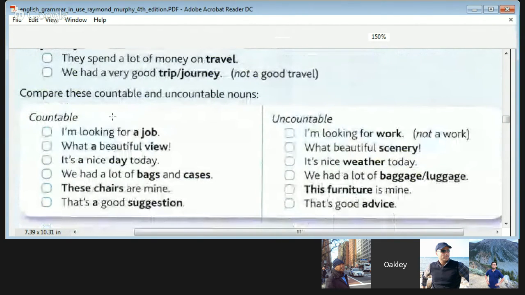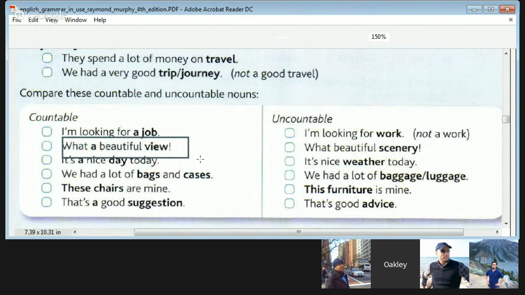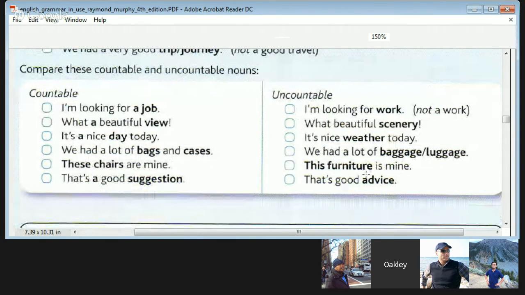So sometimes when we want to make something countable, we just plain use a different word. So we'll say a job instead of work. We'll say a beautiful view instead of scenery. Okay, maybe it's a nice day today instead of it's nice weather today. Okay, so sometimes we do that. Advice, oh, that's a common one. Uncountable. I often hear language learners make a mistake with this word. He gave me 3 advices. Advice is always uncountable.